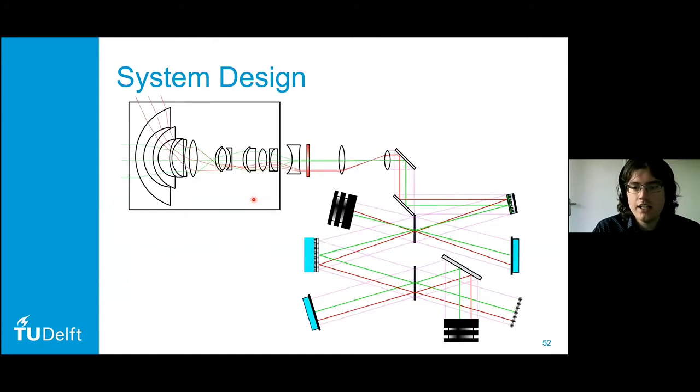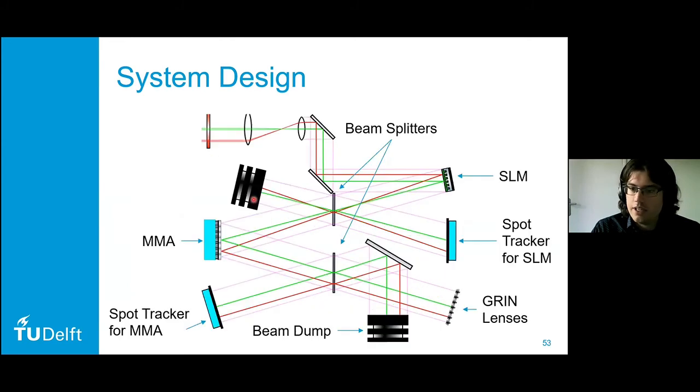So this is a schematic of the system that I designed, where you can see the major components here. You have the SLM on this end, and the micromirror array on this end, and then you have their individual spot trackers as well. What's also interesting about this setup is that they can operate in their own feedback loops semi-autonomously, which also increases reliability, because you still have limited functionality when one of these systems fails.